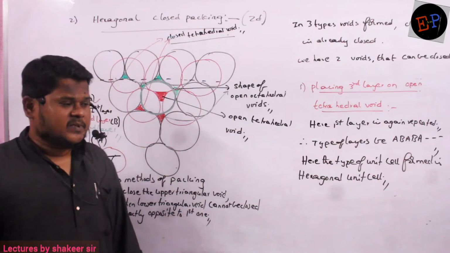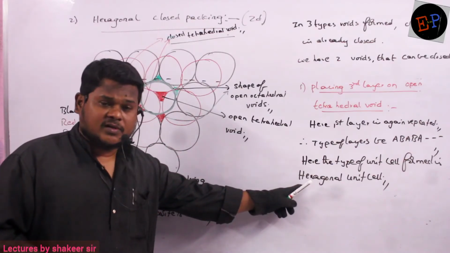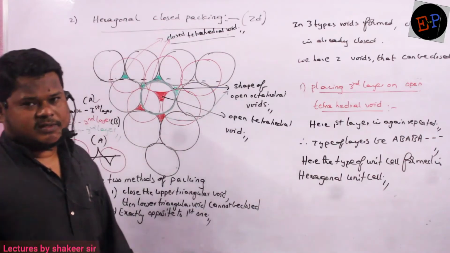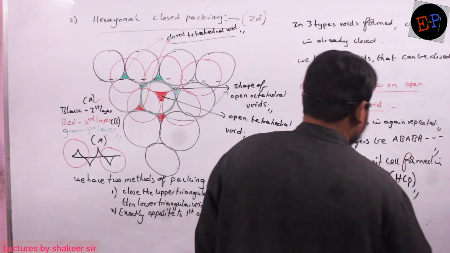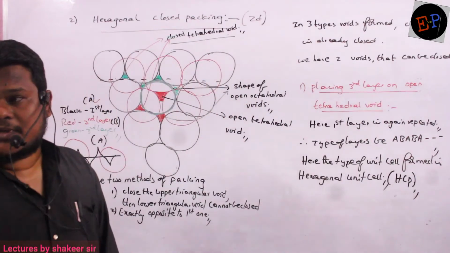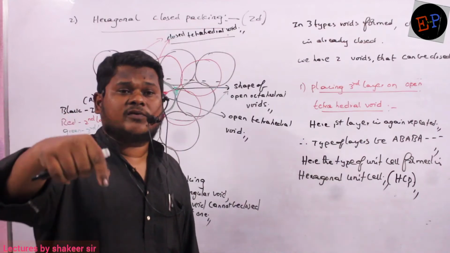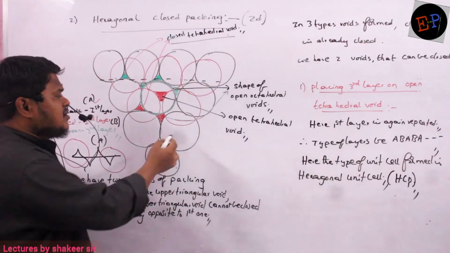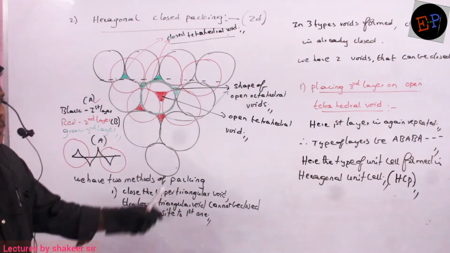Are you able to understand, ma? And 12 edges will be present. But here the type of unit cell created is called a hexagonal unit cell. So you can call it HCP also. So this is the type of unit cell created in which condition? When the atom is placed where? Third layer, where you are placing? You are placing the third layer on open tetrahedral void. That is the condition. Understood, no? Come on, make a note up to here.